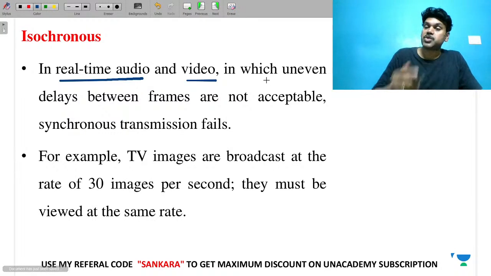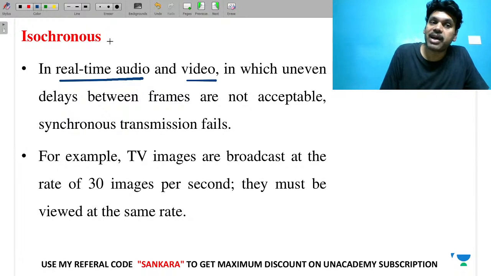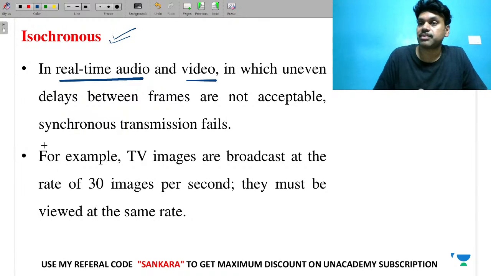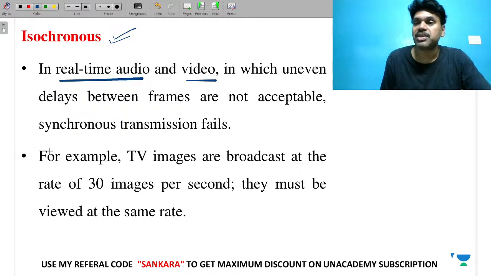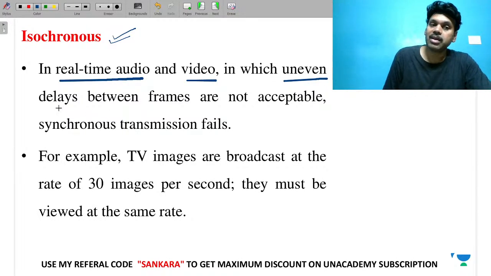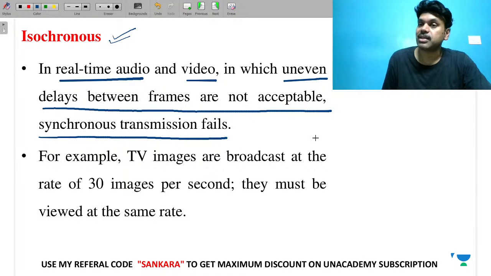Especially whenever you are doing gaming applications, there is a requirement for this. In graphics, we want to see the object move, or everything projected at the same time. We don't want to accept this kind of uneven delay. The uneven delays between frames are not acceptable. We want everything to be projected at the same time. That is why asynchronous transmissions fail here.